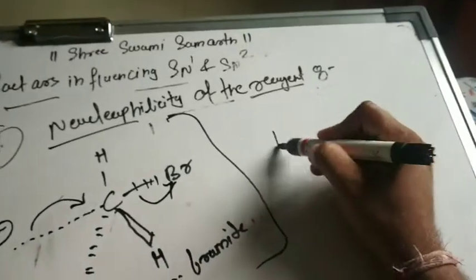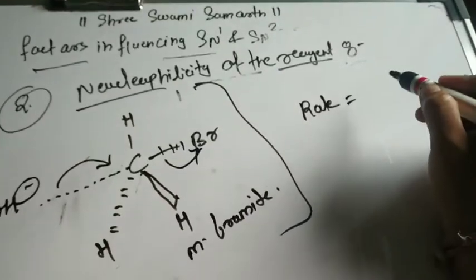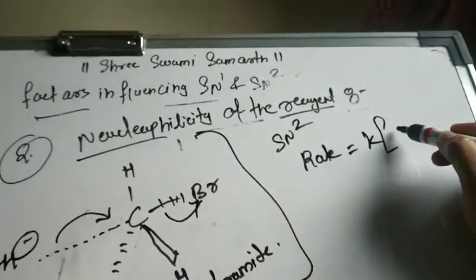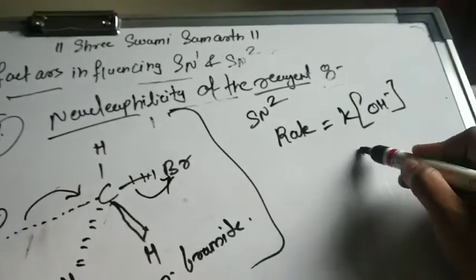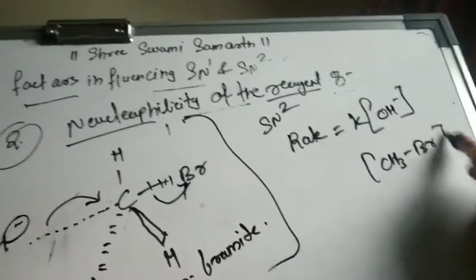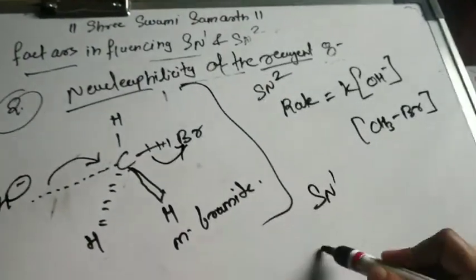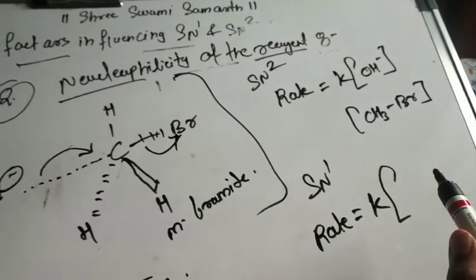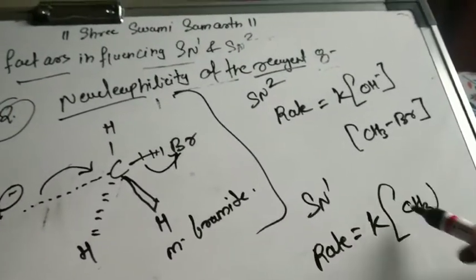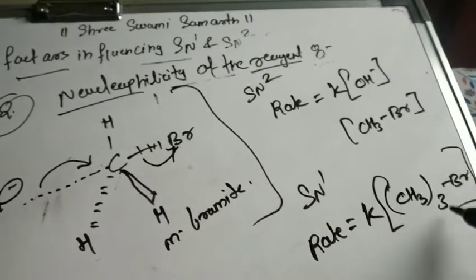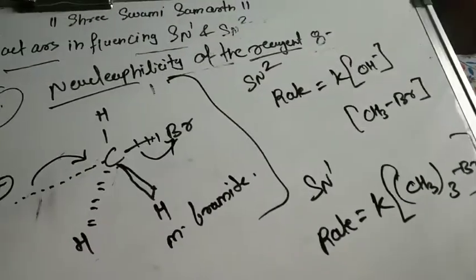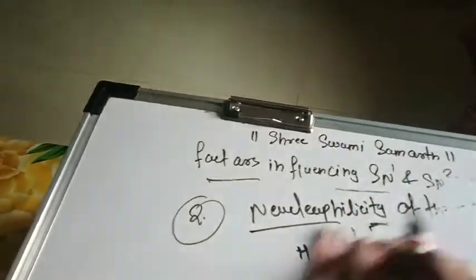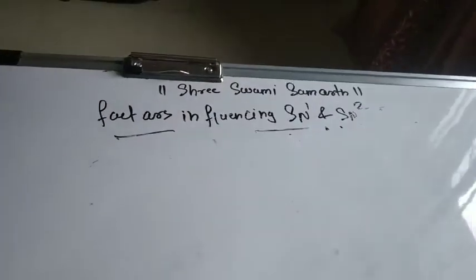And that is why we can say that in this particular SN2 reaction, the rate of reaction depends upon both factors, that is the OH minus as well as the CH3Br. But in the SN1 what happens? The rate of reaction depends only on one reactant, that is the (CH3)3CBr, the tertiary butyl bromide, right? So my dear students, I hope that you have understood this concept of nucleophilicity of the reagent. Okay, now let's quickly see the third concept.